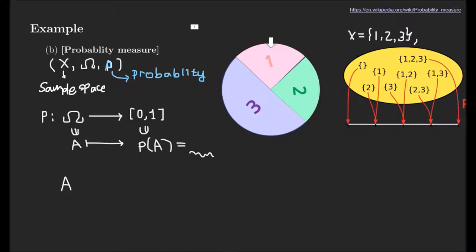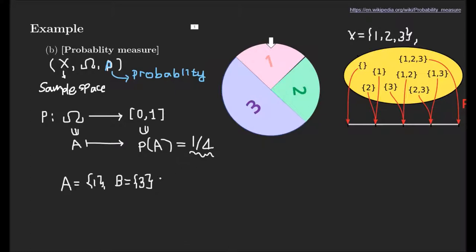However, the power set is the sigma algebra. So, this element is a sigma algebra, and if I pick A as 1, and B, for example, B as 3, then we can define, in the case of P(A), the probability that the number located at the white arrow is a false.